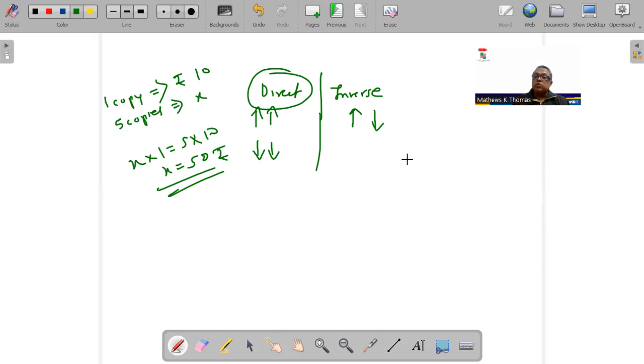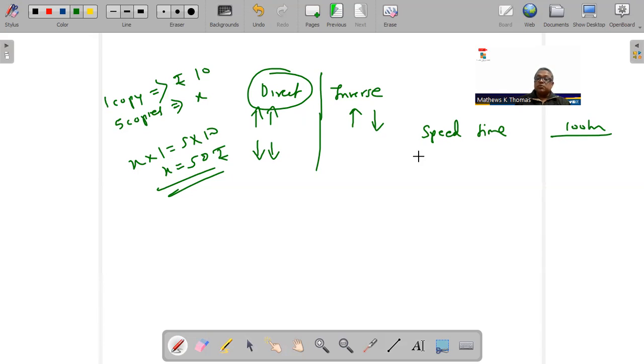This is direct proportion. The more you buy, the more you pay. Same way, the more time there is, the more distance you will travel. Inverse proportion is, for example, speed and time. Speed and time is an example of inverse. Suppose you want to cover 100 kilometers. If you travel fast, that means the speed is more, right? When the speed is more, time taken will be less.